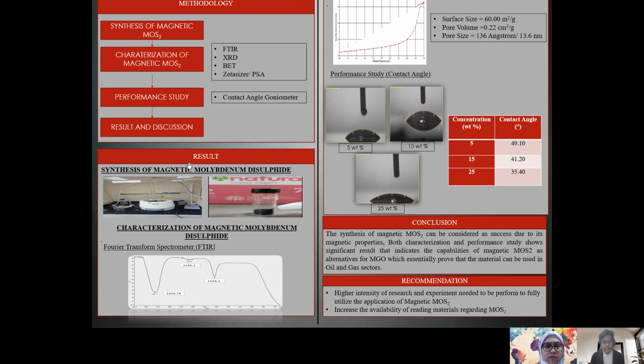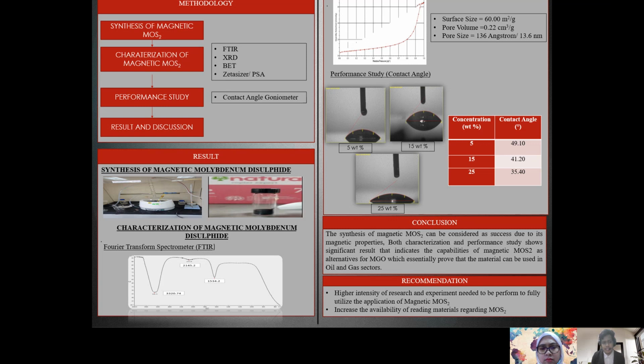Okay, in the results, my first discussion will be the product or the sample produced in my synthesis. As you can see, on the left hand side is my experiment setup for the synthesis, and on the right hand side, you see the powder created or synthesized for my experiment. In the picture, you can see the magnet being used to ensure that our sample possesses magnetic properties.